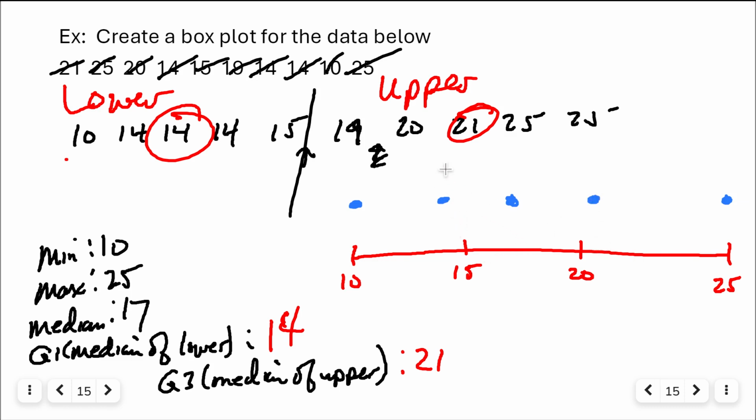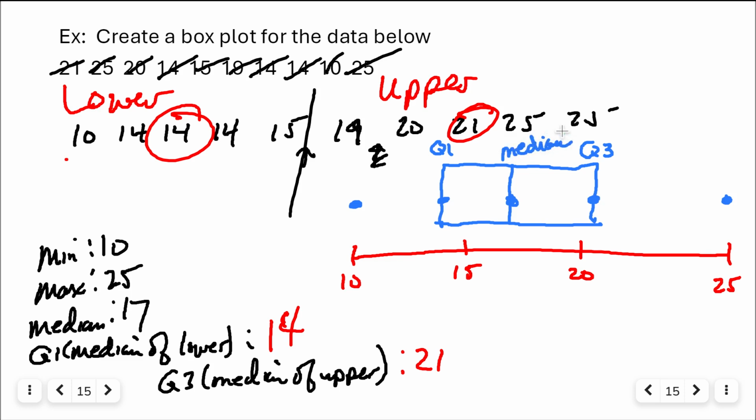Okay, so here's what we're going to do. We're going to make a box around the 3 medians. So here's my box. It comes in on the 3 medians. All right, we're going to draw a segment down through the box at the actual median. There it is. So this is Q1. This is Q3. This is the median. And then we're going to draw the whiskers to connect Q1 with the lower and Q3 with the upper. There's my box plot.